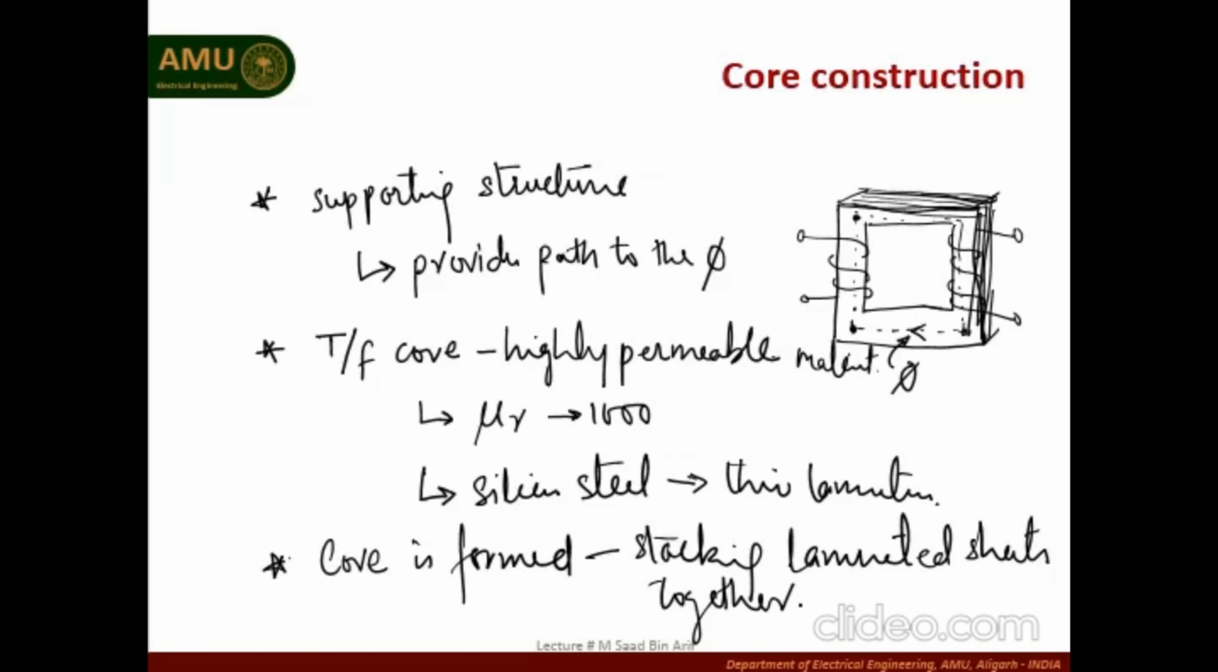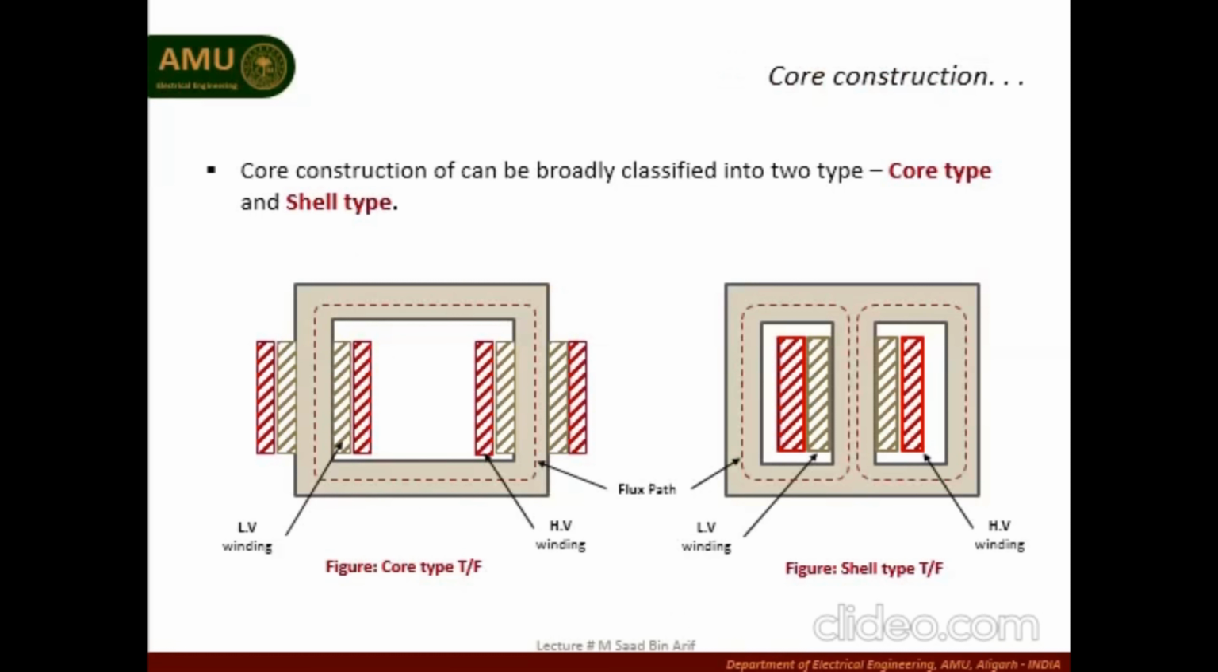Now we will discuss the different types of geometry of the core that are used in the single phase transformer. If we talk about the geometry of a single phase transformer core, then we can classify the construction of the core into two categories. The first one is the core type structure, and the second one is the shell type structure.